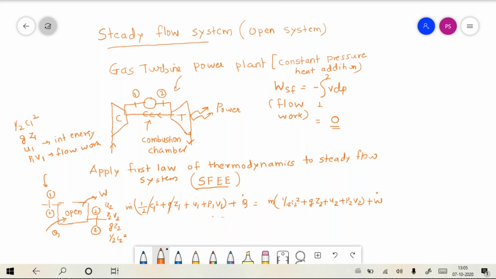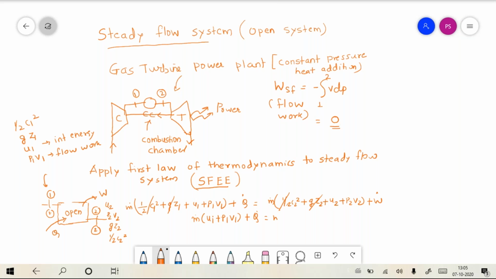Now, if I neglect these terms, just for simplification, in many cases you can neglect them. Then it becomes m dot into U1 plus P1 V1 plus Q dot equal to m dot into U2 plus P2 V2 plus W dot. And by the definition of enthalpy, this becomes your generic equation, and m dot h1 you can represent by capital H1. This is capital H1, this is capital H2. Small h is specific enthalpy, capital H is total enthalpy.